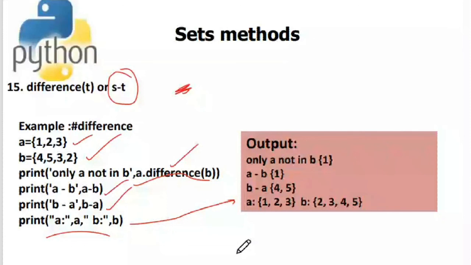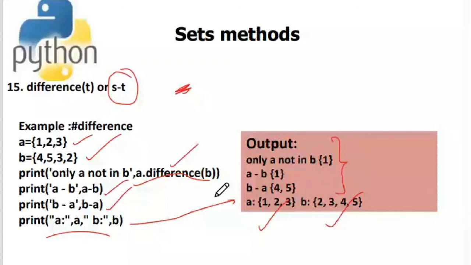Is there any modification done to set A and set B after the difference operation? No, ma'am. Set A is as it is, set B is as it is. It has just computed the resultant and given you the output. Now coming to the next method, which is difference update.